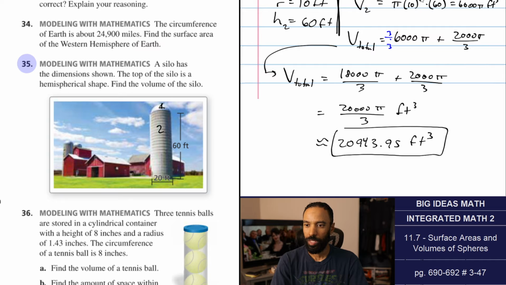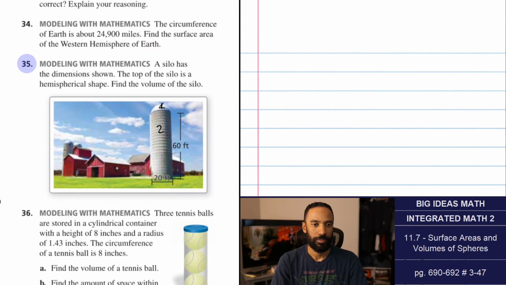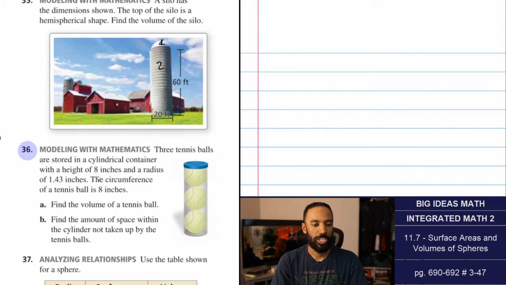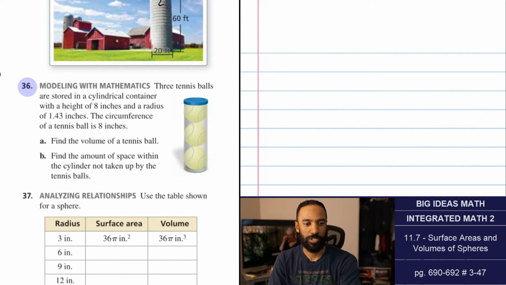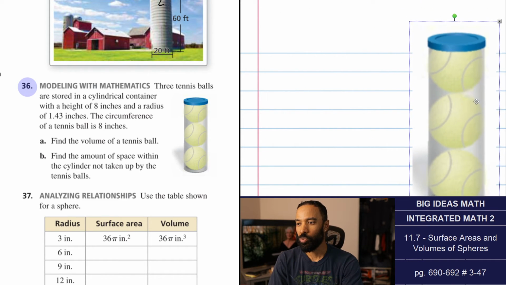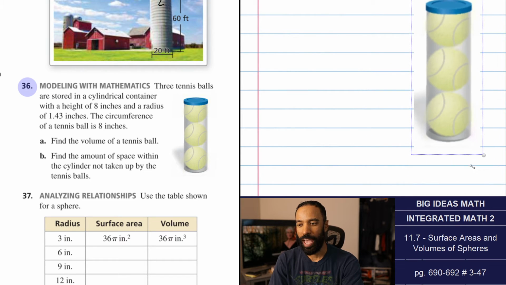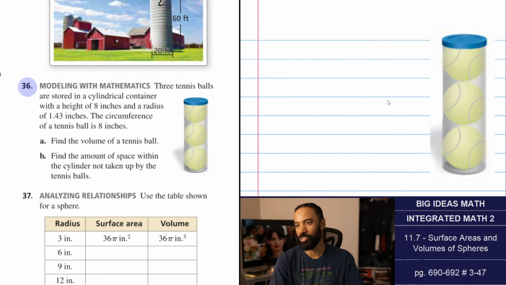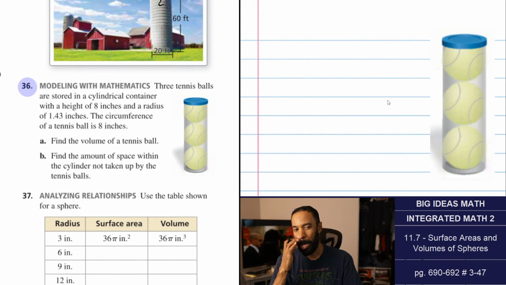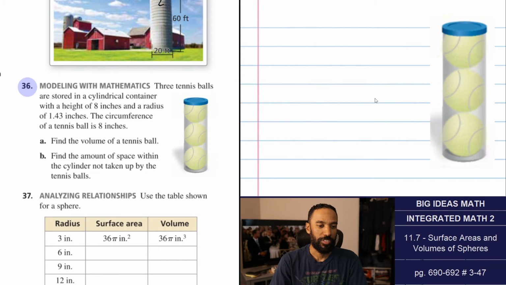Okay, let's move forward to number 36, modeling with mathematics. 3 tennis balls are stored in a cylindrical container with a height of 8 inches, probably for the whole container, and a radius of 1.43 inches. The circumference of a tennis ball is 8 inches. Once they said circumference, I was going to ask, are we kind of making up and assuming the tennis ball's radius is the same as the cylinder's? Because it shouldn't maybe be exactly the same. Find the volume of a tennis ball. Find the amount of space within the cylinder not taken up by the tennis balls.